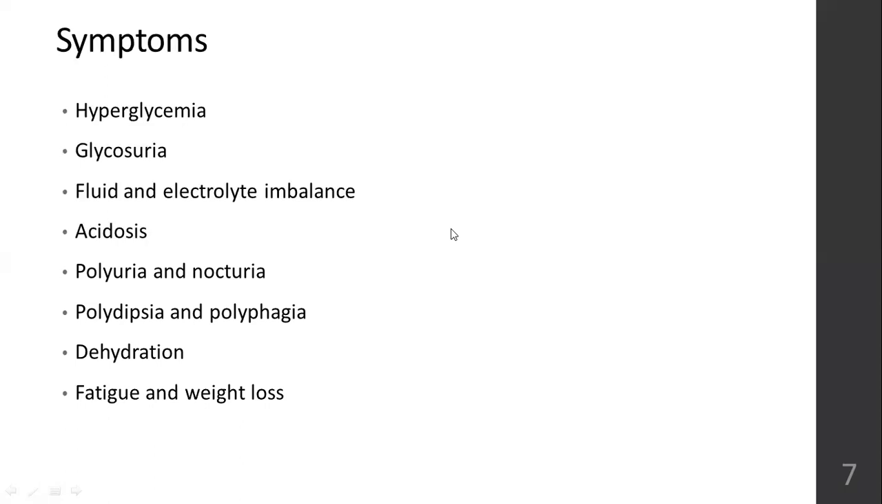Fatigue and weight loss. As I mentioned earlier, when the body starts breaking down the adipose tissue, when the body starts breaking down the fat to give energy, you're losing weight. You will lose weight even though you're eating a lot, but that is not getting stored in your body. Your body is continuously in a state of catabolism, of breaking down that fat, breaking down that protein for survival.